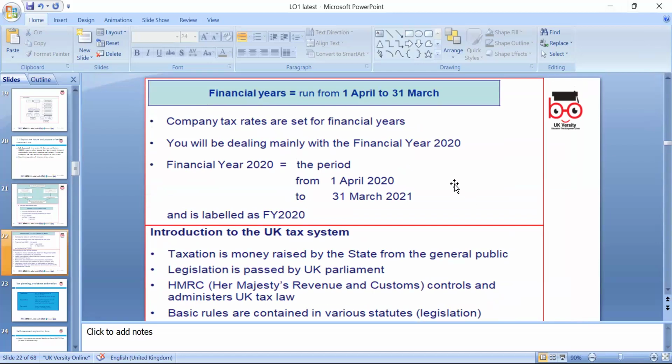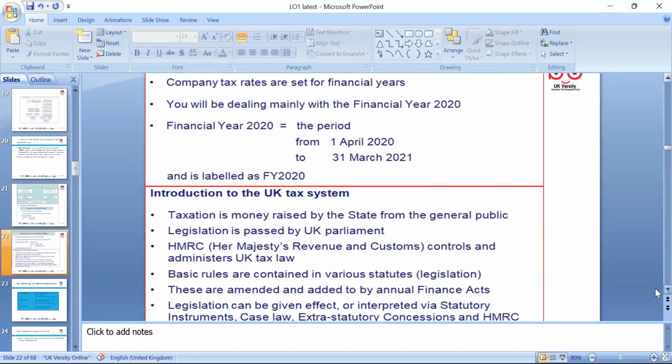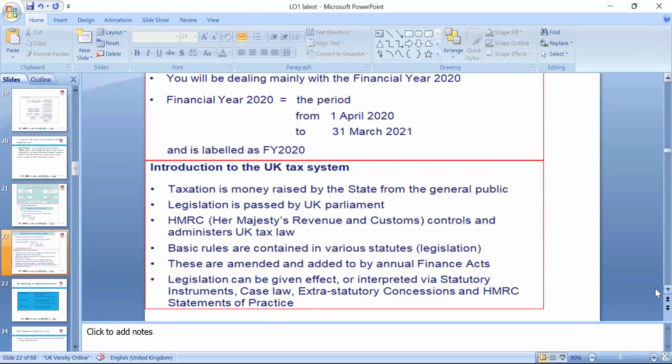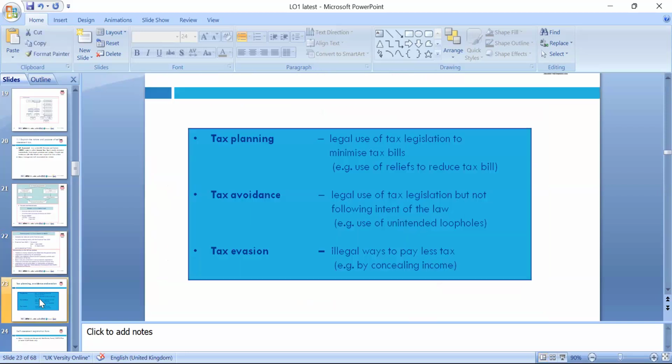UK taxation is money raised by the state from the general public, legislation passed in Parliament. HMRC controls and administers the UK tax laws, and the basic rules are contained in the various statutes in the law, amended and added to by annual finance acts and legislation, which need to be interpreted: statutory instruments, case laws, and extra-statutory concessions in HMRC statements. So that's what we need to look around.